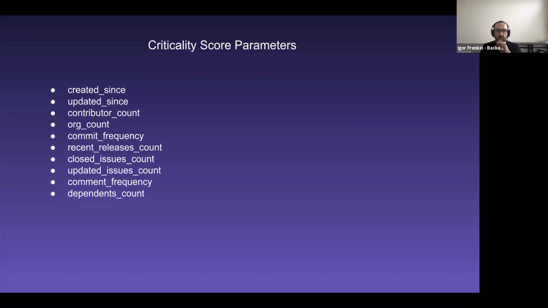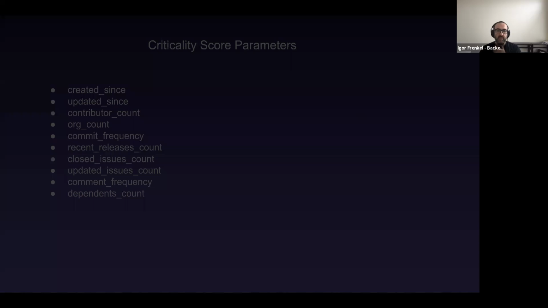This is for the project: how many contributors there are, how many organizations support it or use it, the commit frequency, recent releases, closed issues, updated issues, dependence count. The commit frequency and the dependence count are very interesting ones. The dependence count indicates how many other projects depend on it, right? And I think that's weighed sort of heavily.